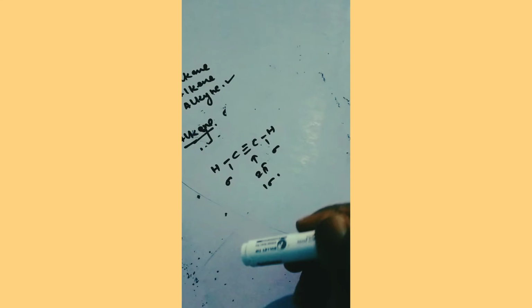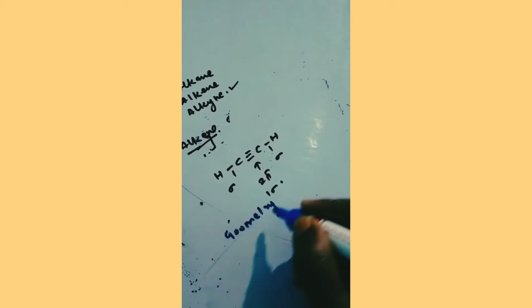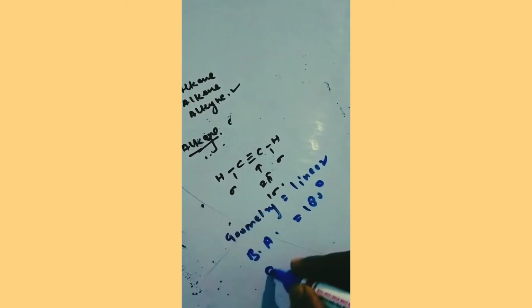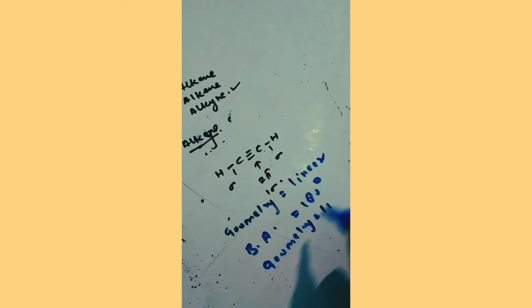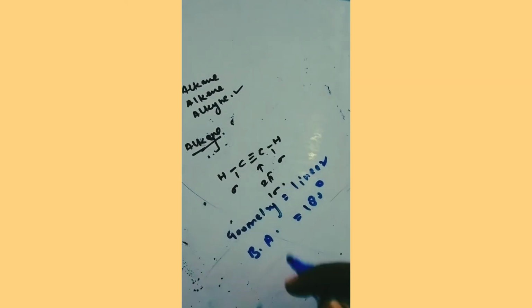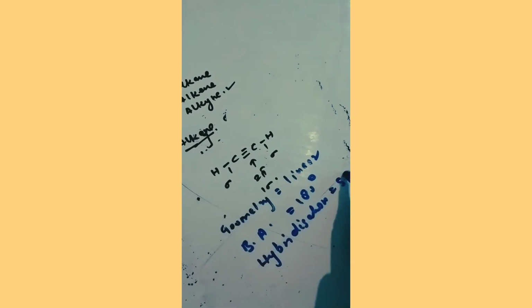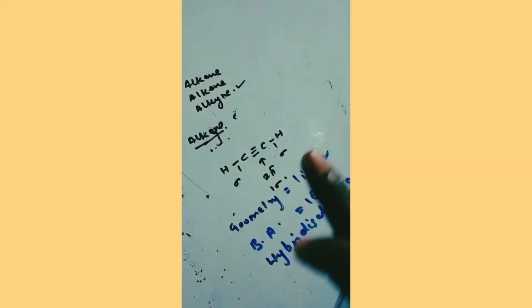Next one is geometry. Which will it be? When we talk about the geometry, it will be linear. Linear means what will the bond angle be? 180 bond angle. Geometry we discussed earlier, it is linear. Hybridization, which will it be? sp. Okay, so these are some characteristics of alkane, alkene and alkyne.